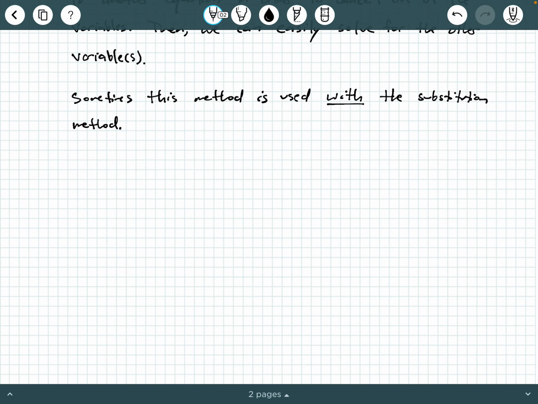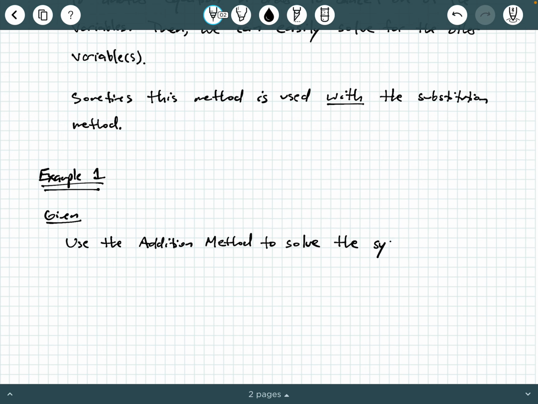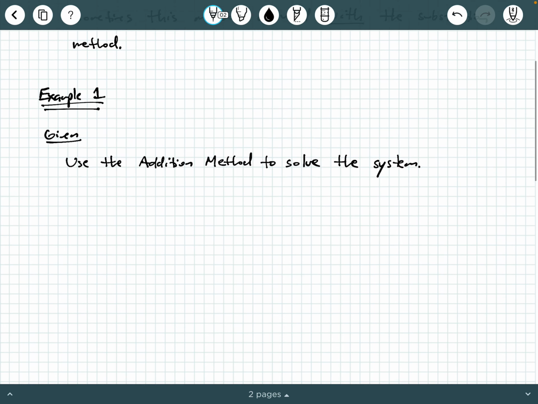Let's call this example 1. Our given information is to use the addition method to solve the system. Again, you could also call this the elimination method. It doesn't really matter what you call it. Here's our given system: 2x plus y equals 9, and 3x minus y equals 16.